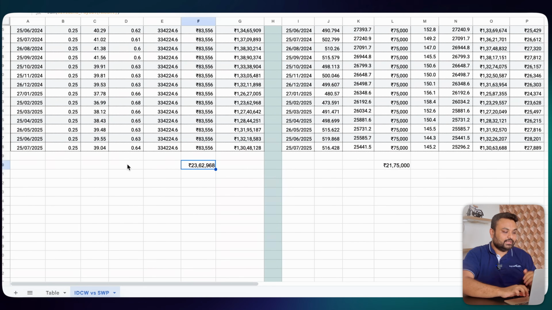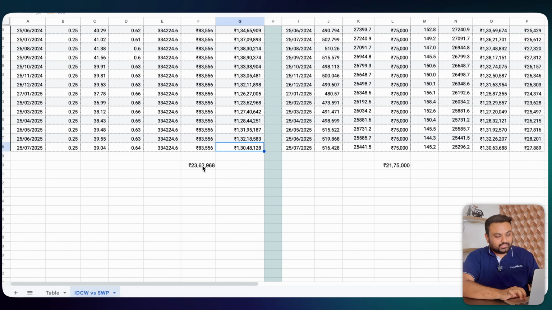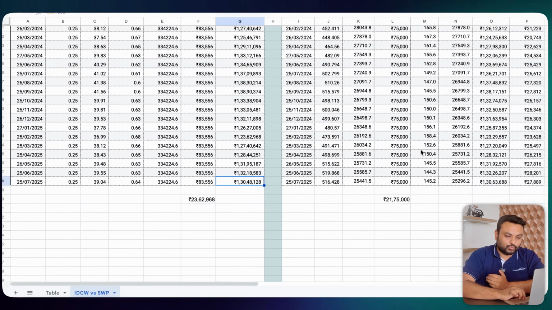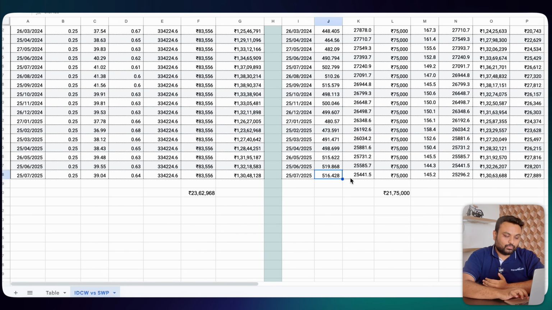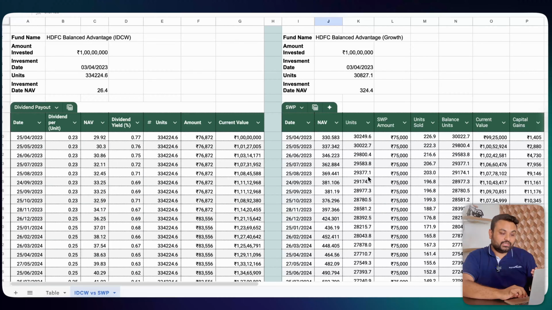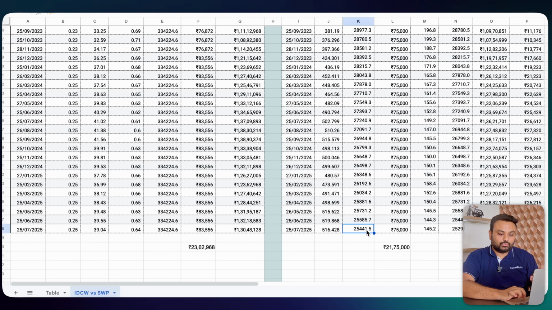So coming back to the point, if you see in dividend mode, the current value of the investment is 130 and total dividend received is 23 lakhs. In case of growth mode, if you see, the NAV is 516, but because we were selling units from 30,000 units, we have now come down to 25,000 units only. And if you multiply both of these, the value is again 130 only, right? So in both the cases, be it IDCW or be it SWP in a growth scheme, you are left with 1 crore 30 lakhs only in both the situation.